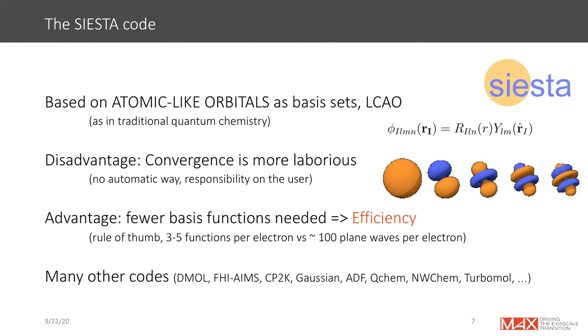Again, not new, and many other codes use similar technologies of atomic orbitals as basis sets. Of course, most of the quantum chemical ones, and you have here some of them: QChem, NWChem, ADF, Gaussian, Turbomole, but also some that come more from the physics community, like DMol, FHI-aims, CP2K, that are codes you may know, in addition to Siesta.